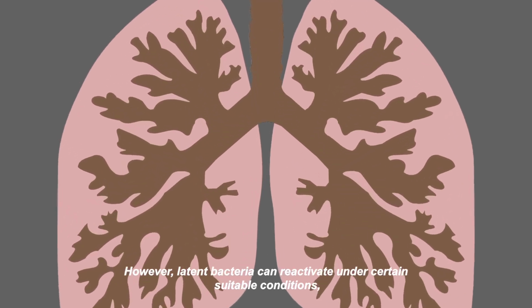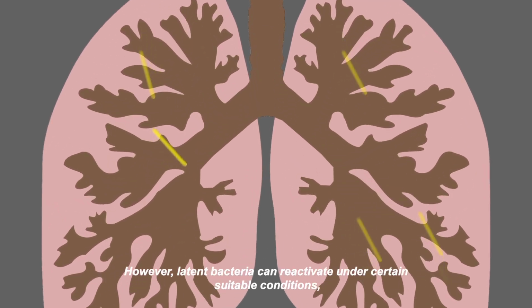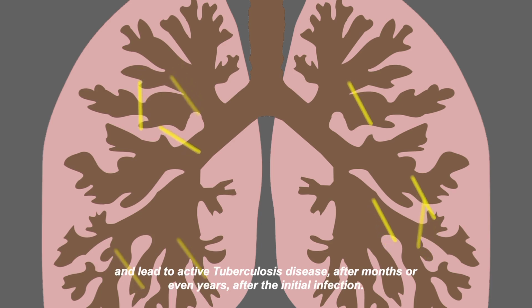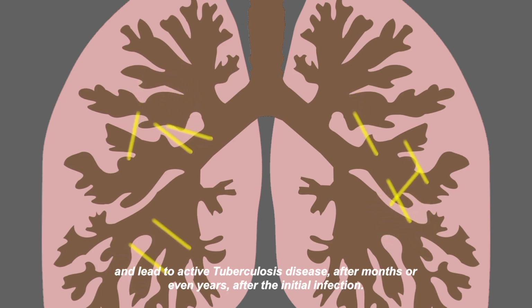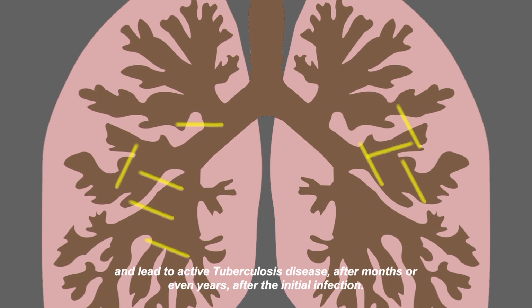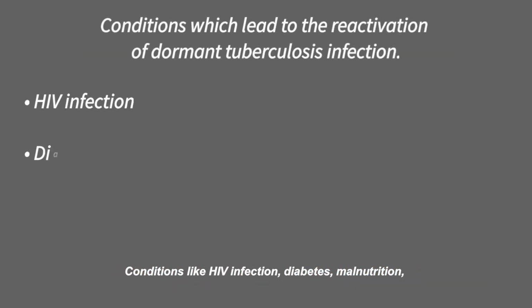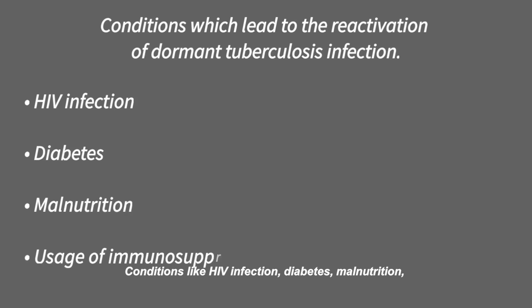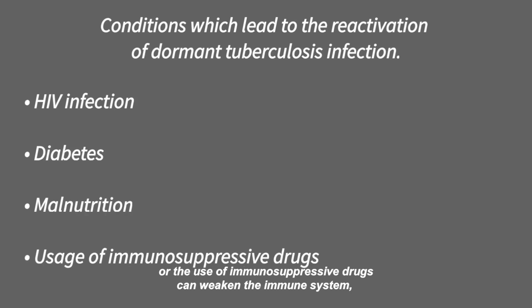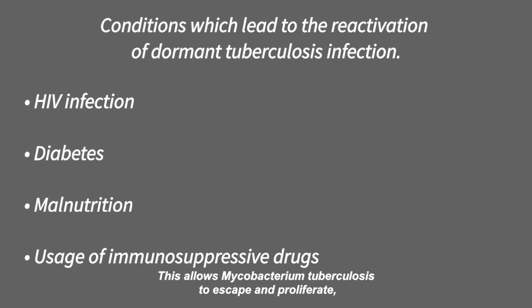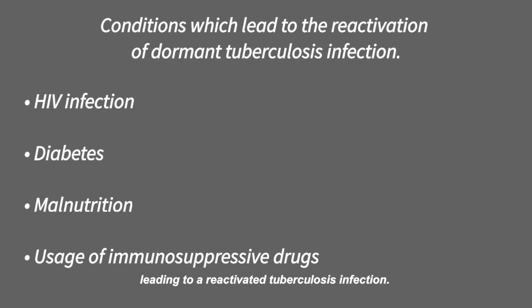However, latent bacteria can reactivate under certain suitable conditions and lead to active tuberculosis disease after months or even years after the initial infection. Conditions like HIV infection, diabetes, malnutrition, or the use of immunosuppressive drugs can weaken the immune system, destabilizing the granuloma structure. This allows Mycobacterium tuberculosis to escape and proliferate, leading to a reactivated tuberculosis infection.